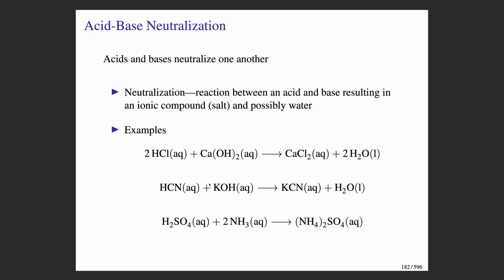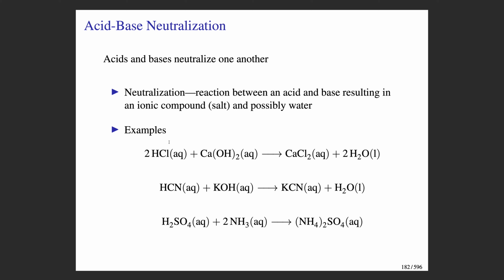In this next slide, we're talking about the reaction between acids and bases. Acids and bases, when they react together, are said to neutralize one another. And this usually produces water, not always, but often produces water. And it results in an aqueous ionic compound, which we call a salt. So the products of an acid-base neutralization reaction are an ionic compound that we call a salt, and then possibly water. And I've given you 3 examples here.